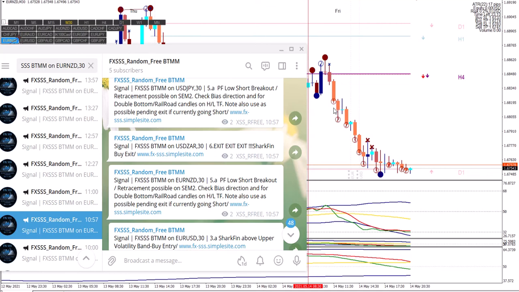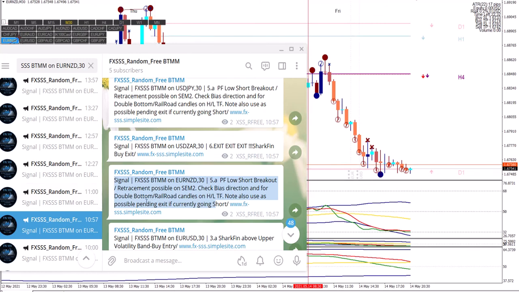Increasing volatility. Okay. So when you get the signal, don't treat it as something definite. Analyze it, right? It says here, check bias direction and for double top, double bottom, railroad candles on higher or lower time frames. Note also uses possible pending exit. It is not a signal to enter a trade. It says here check, right? So this peak formation low at 11 o'clock moved all the way down because this breakout here was continuous, but your signals are valid, right?